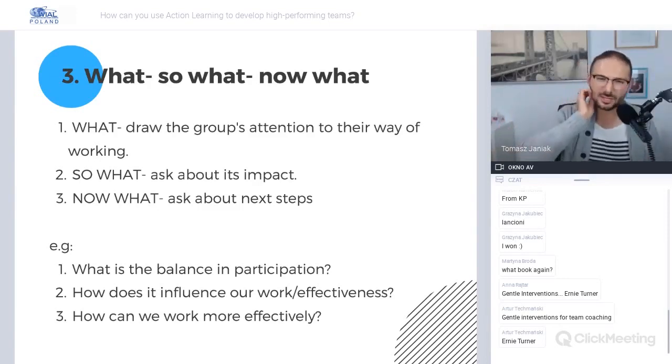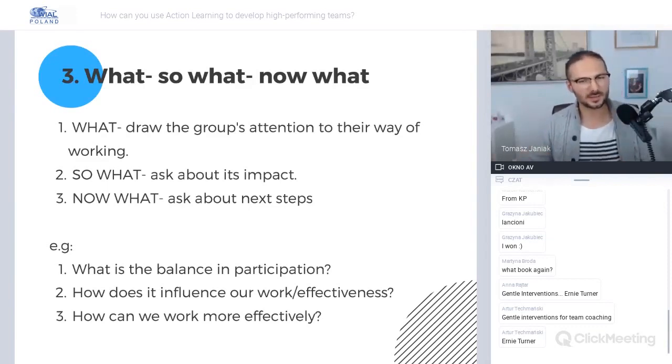What, so what, now what is really useful in difficult situations. But again, if you want to use it, make sure this sounds as natural as you can in a given moment. This is the most crucial part. And it's basically, as you can see, based on questions. Step number one, step number two, step number three, all of these are questions. How are we doing with something? What is the level of something in number one? What is the impact in number two? What are the next steps in number three?